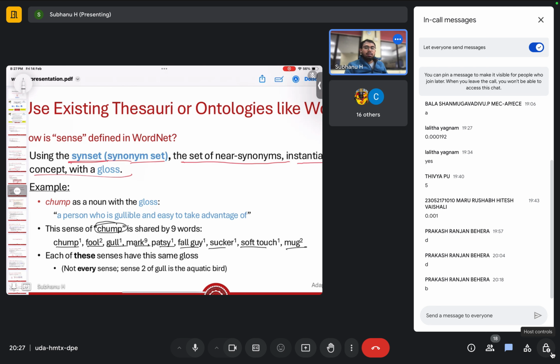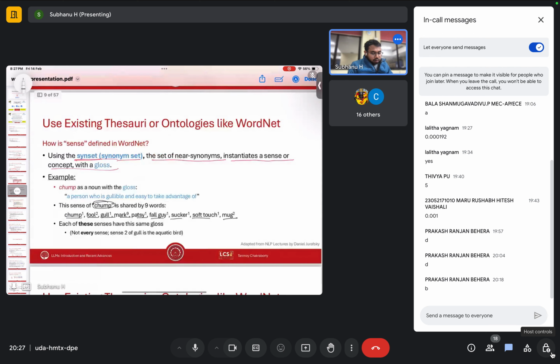But this can't really consider all these senses, because not every word has 9 senses. Some words have more senses than others. So you can't find a really good database to save these senses.